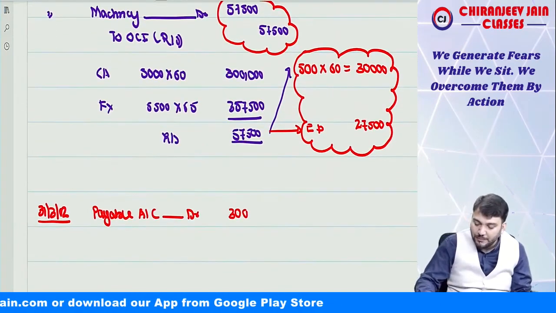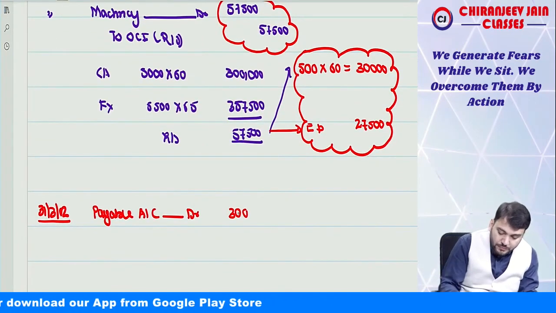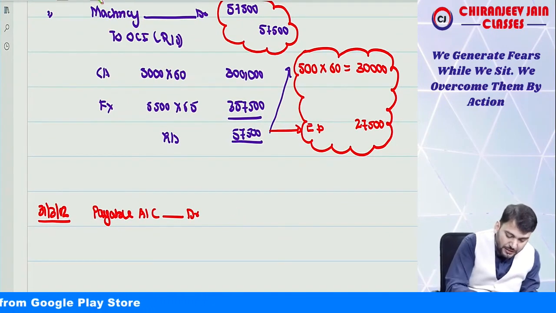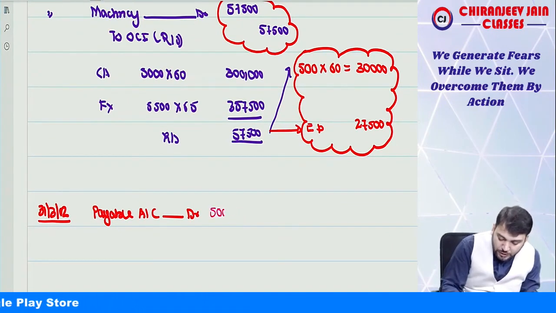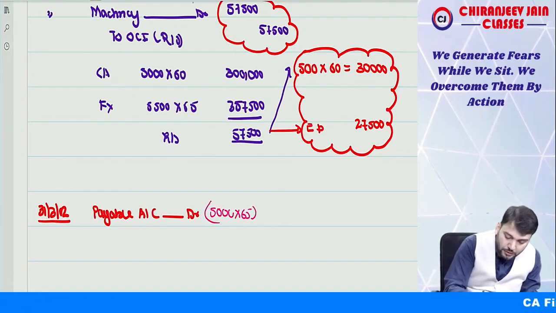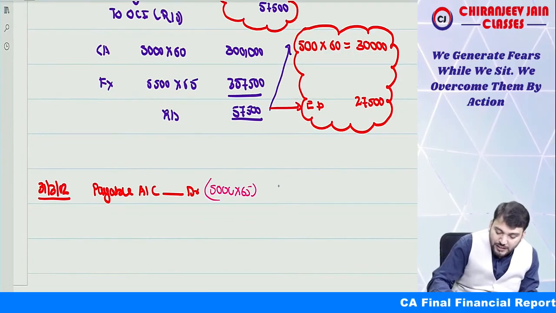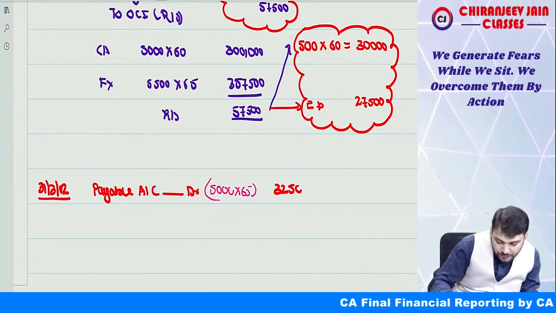But now it is 65. So it is 3 lakh 50,000. Means I am just writing, it will become 5,000 into 65. So how much it will come? 5,000 into 65. That is 3 lakh 25,000.